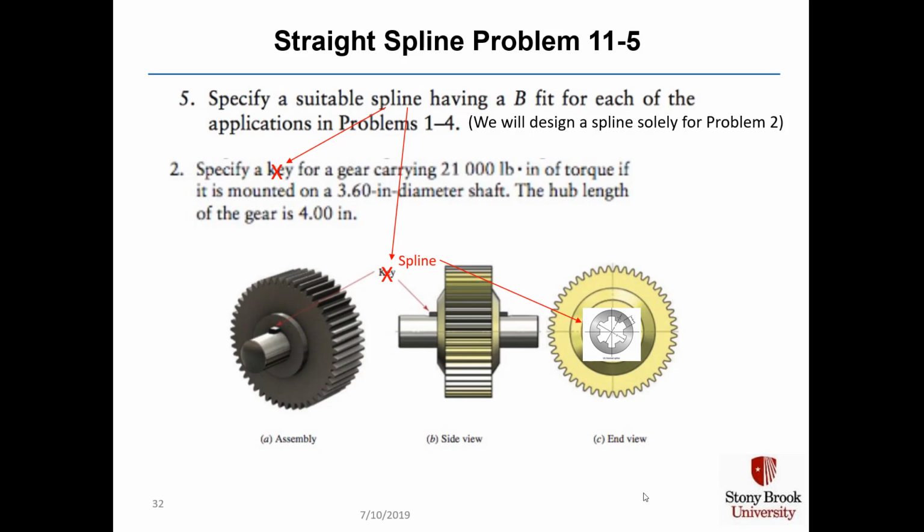Here's a simple example, straight spline problem 11-5. They wanted to specify a suitable spline having a B fit for each of the applications in problems 1-4. We've decided to design a spline solely for problem 11-2. So instead of specifying a key for a gear carrying a 21,000 pound-inch torque mounted to a 3.6-inch diameter shaft with a hub length of 4 inches, we're going to design a spline. So I X'd out the key and put in a little side view picture of a spline. This little key here doesn't exist anymore.